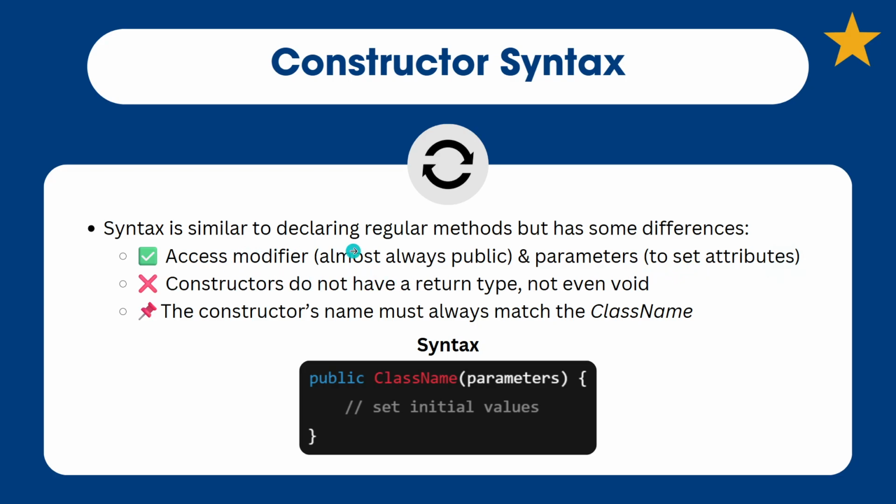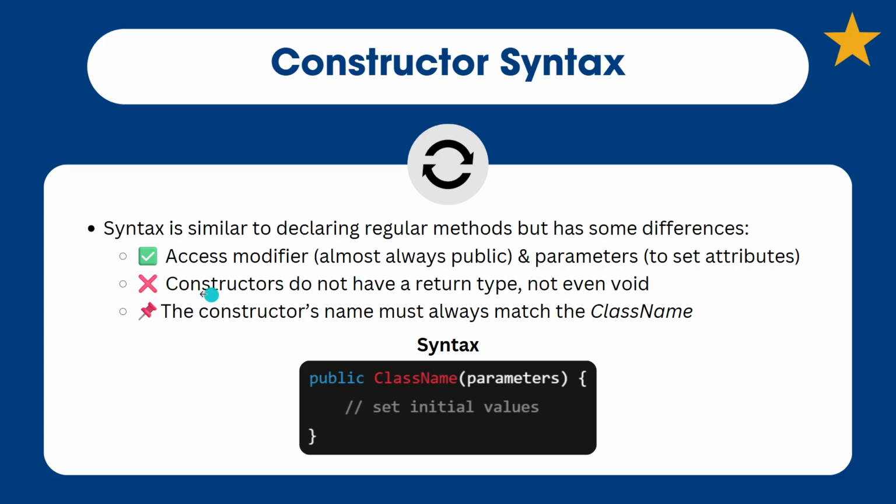So the syntax is similar to declaring regular methods. So you do have the access modifier, right? It's almost always public, right? If you want to give your other classes access to build objects in that class. If you make it private, then no one else, right, can use that class. So almost always public. And then it does often have parameters. So these are used to set the attributes of the object.